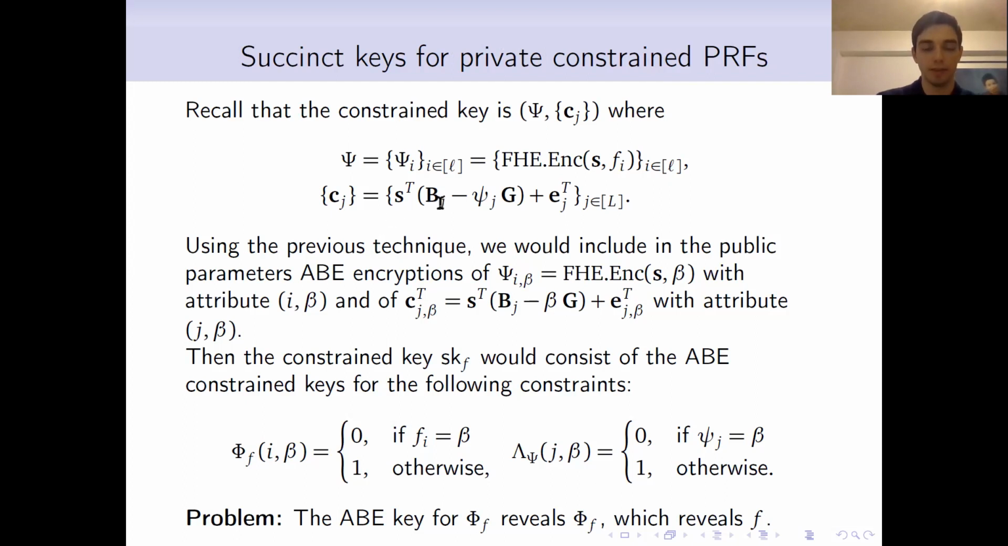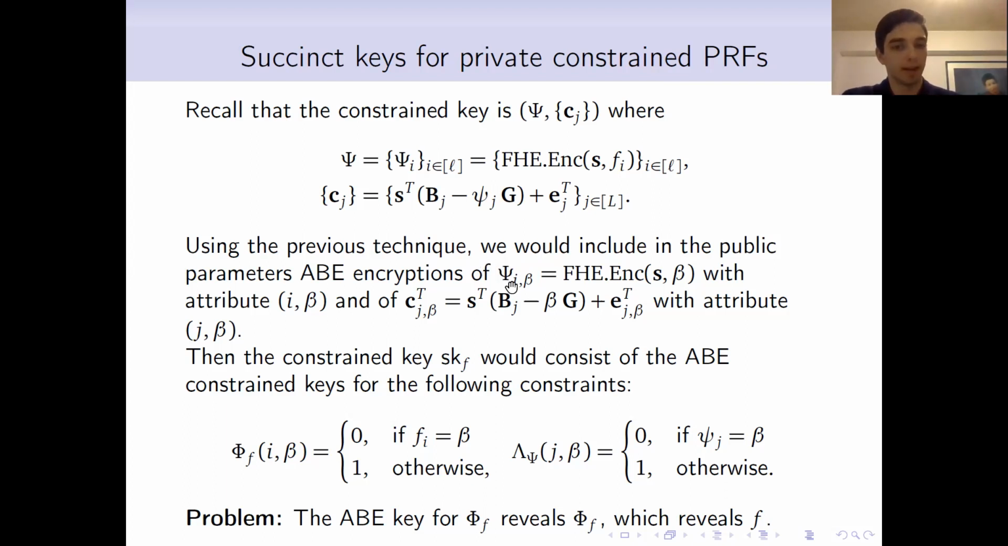Recall that our constraint keys here are psi, which is composed of the fully homomorphic encryption of each bit fi of the description of f, and this vector Cj, where we have 1 for each bit psi j of the binary decomposition of psi. So notice that these are both of polynomial size in the length of the description of f, and so they are not succinct.